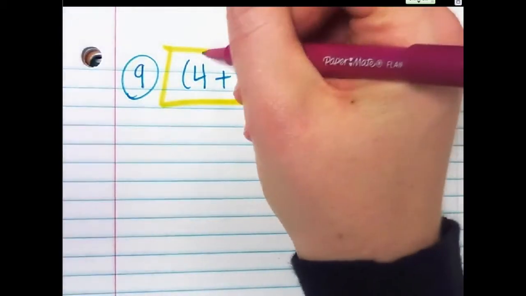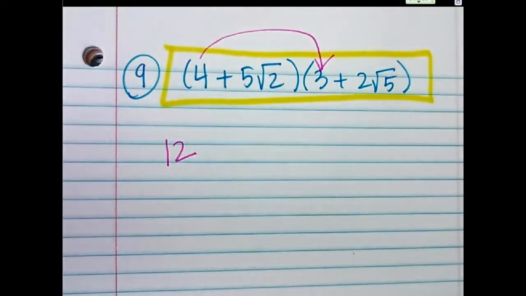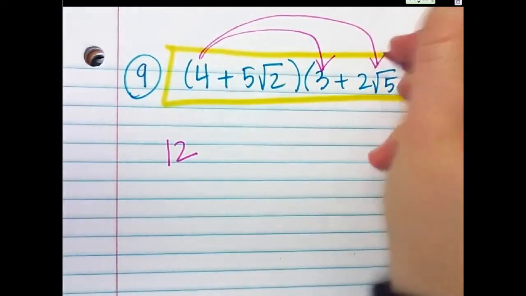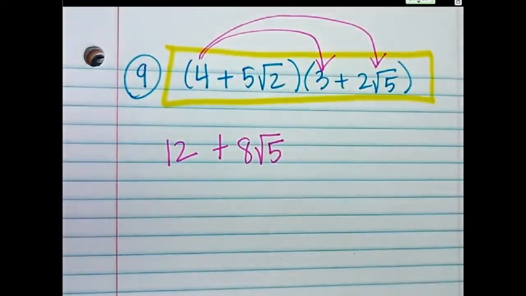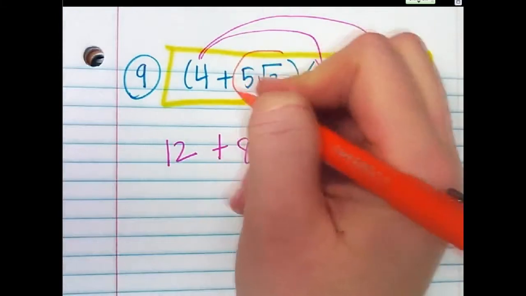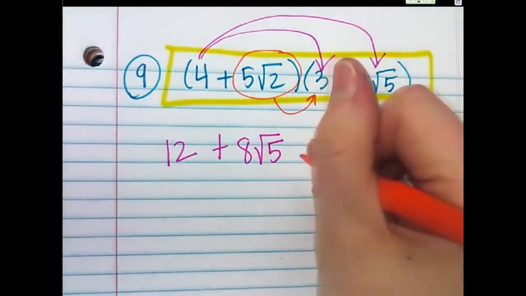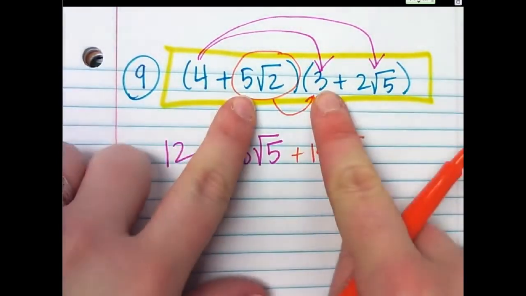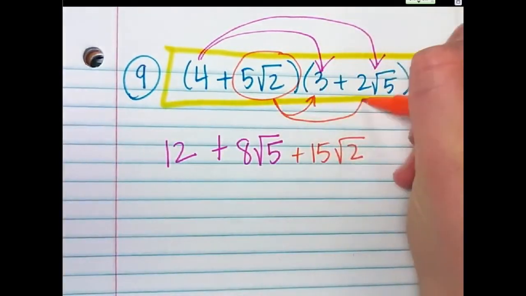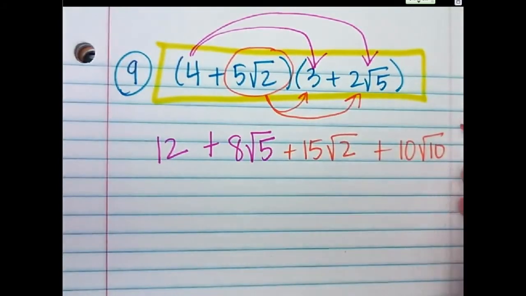Okay, so if you start with the 4, 4 times 3, just 12. And then when you do the 4 to this second part, what do you get? 8. Good. 8 square root of 5. So multiply the 4 and the 2, and the square root of 5 just stays. Then I do this whole part, 5 square root 2 to the 3. Yes, 15 square root 2, perfect. Multiply the 5 and 3, the 2 stays. And then the last one, 10 square root 10. And you can't do anything, that's right.